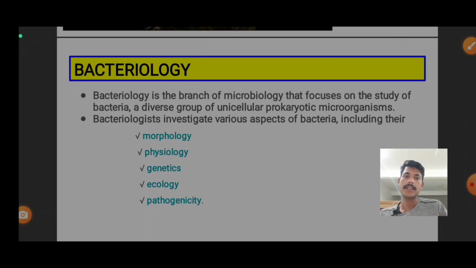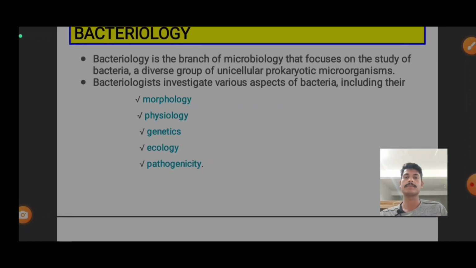Then their pathogenicity. Pathogenicity means disease-causing ability. So under bacteriology we will discuss morphology, physiology, genetics, ecology and pathogenicity. Hope you all are clear with these terms.